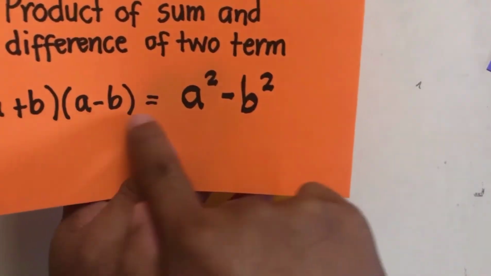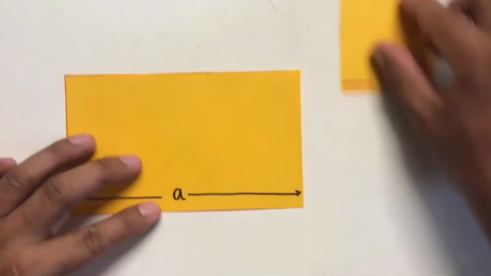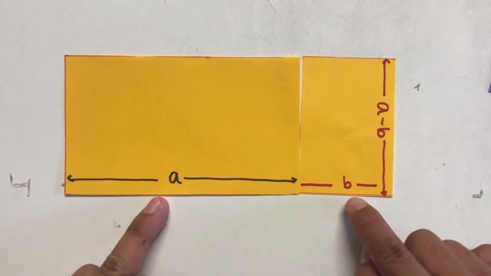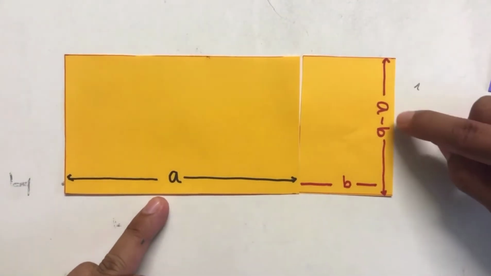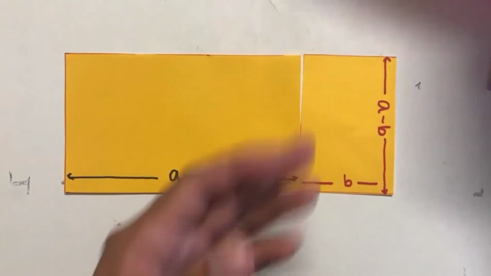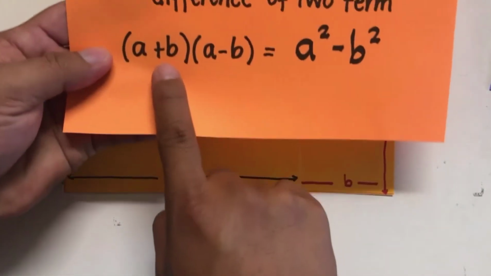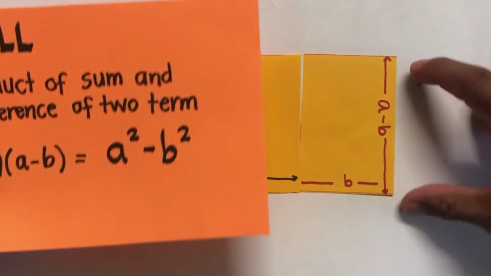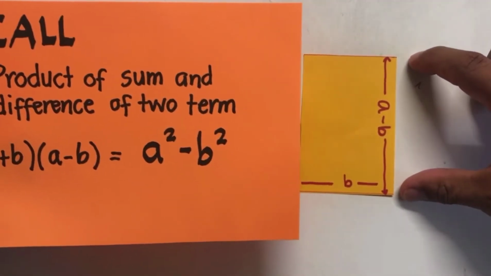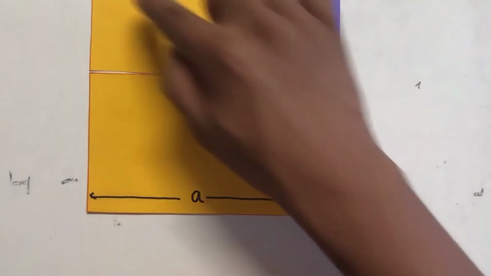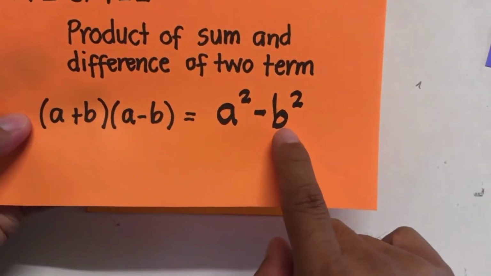So let's find now the length and the width. So we now have a length of A plus this, which is B, and a width of A minus B. So that is precisely what we have here. A plus B is this. A minus B is this length. And the entire area is the big A squared subtracted by B squared, which is this A squared minus B squared.